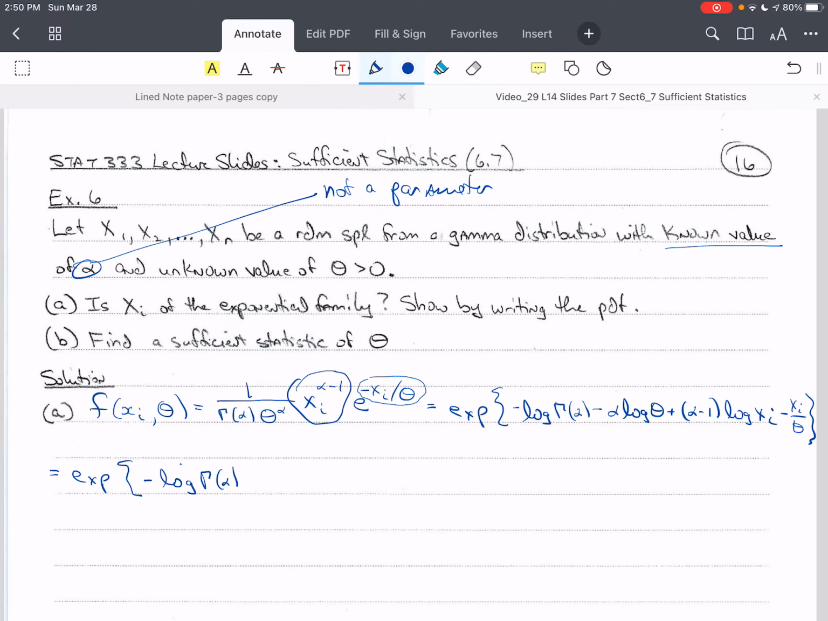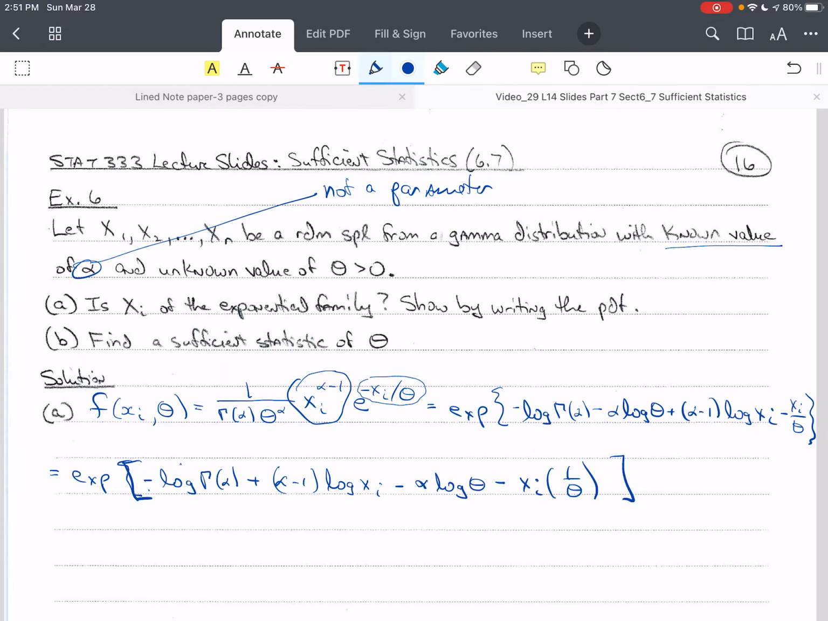And let's see, so, oh yes, and then plus, remember alpha is a constant. So then plus alpha minus 1 log of x sub i. And then I have minus alpha log theta minus x sub i times 1 over theta. Okay.